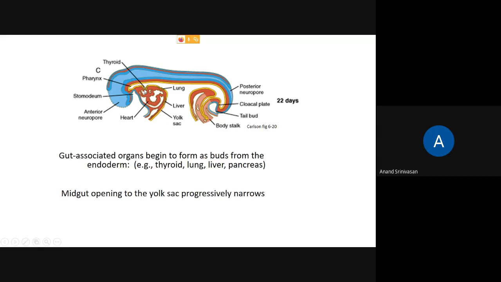Example, thyroid. This we will be seeing in the development of the thyroid in the endocrine module. The lungs, the development of the lungs, we have already dealt with in the respiratory module. You know that from the foregut there is a respiratory diverticulum which emerges. The liver and pancreas, we will be seeing in today's session. So the gut associated organs start to develop, especially from the foregut.